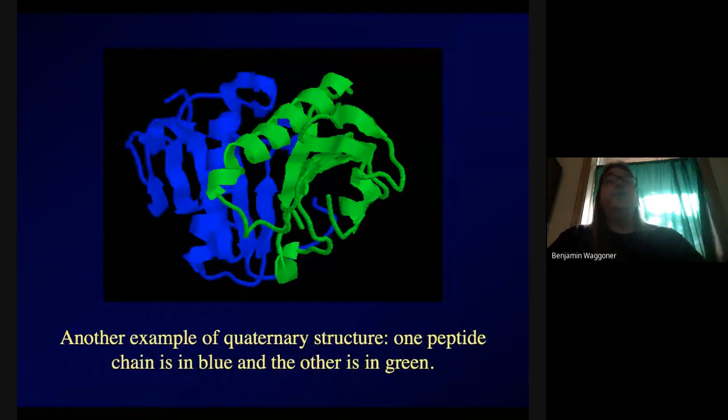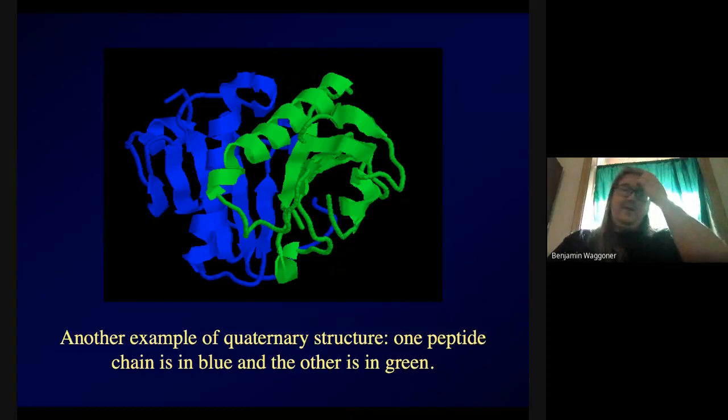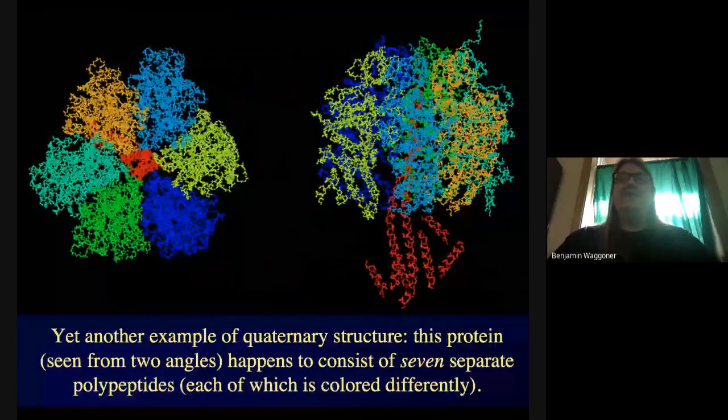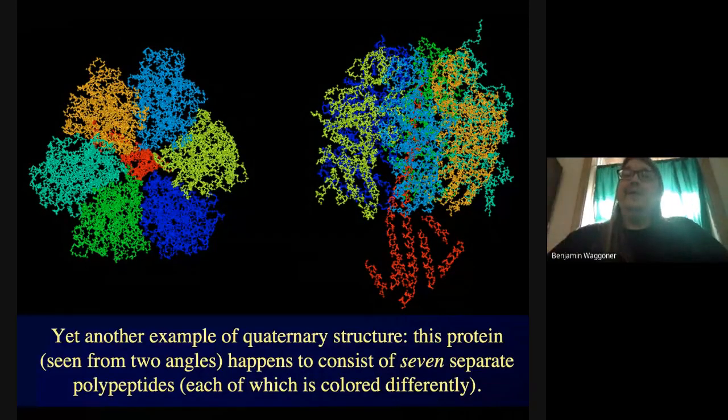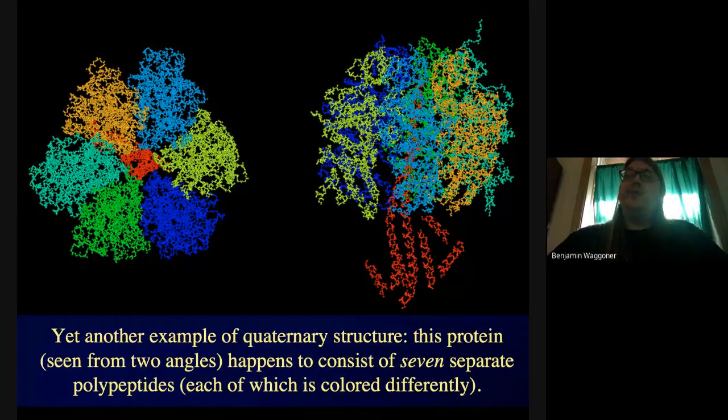This is just another one where you can see helices and sheets on both of these. One of these peptide chains is in blue and one is in green. There's another one. This is a protein that consists of 7 separate polypeptides, each of which is color-coded differently. So you have this kind of internal stalk of one polypeptide that's colored red, and then 6 more polypeptides that fit together around the stalk, almost like Trivial Pursuit pieces, giving a protein with a shape like this.